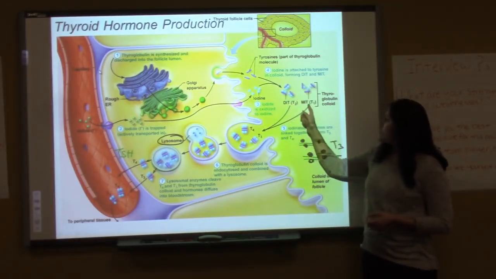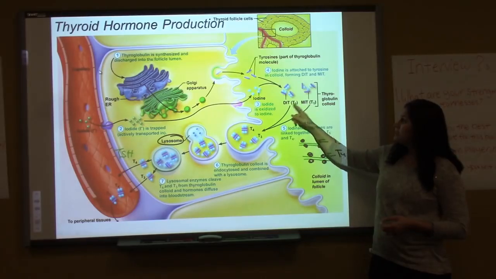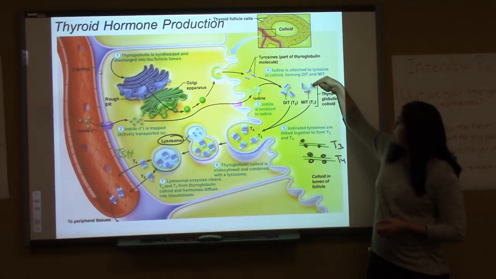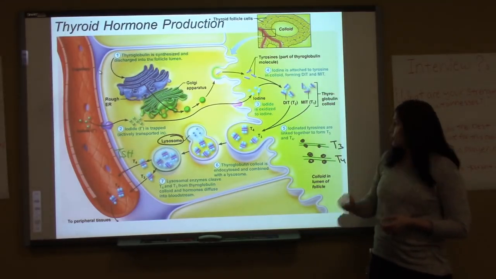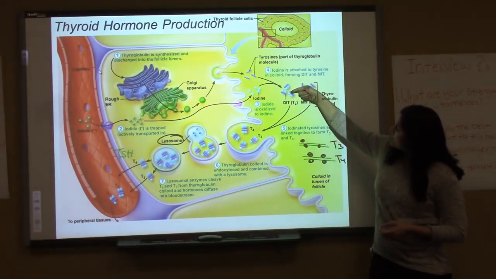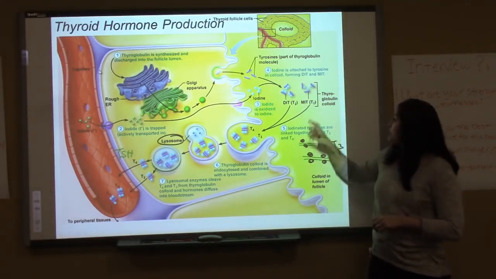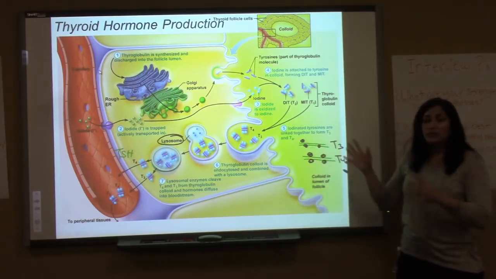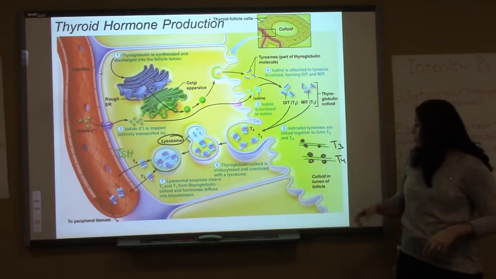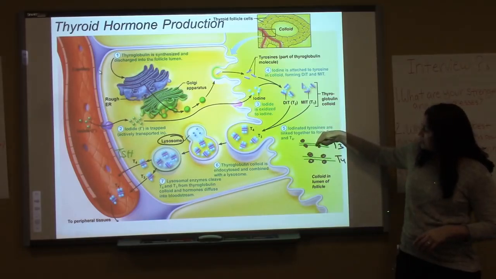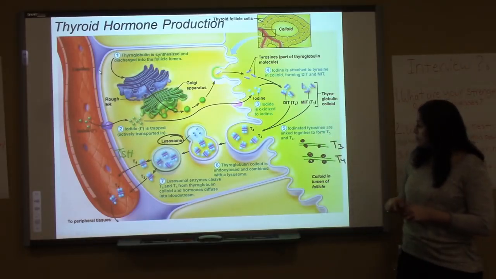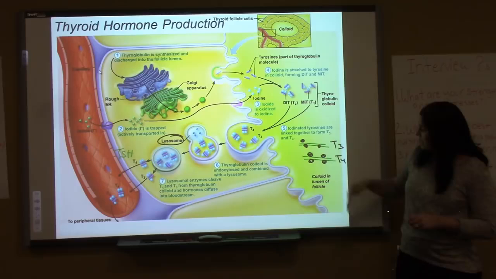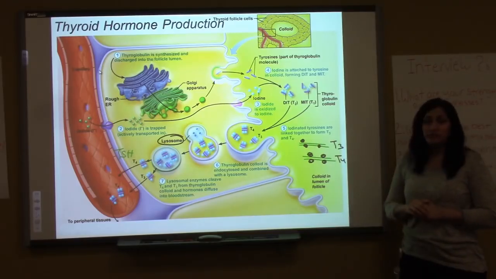They will combine, giving you MIT and DIT. MIT is one protein with 1 iodine molecule. DIT is one protein with 2 iodine molecules. Once you have the DIT and MIT, then basically they combine, giving you T3, T4. So T3 is MIT and a DIT together, giving you T3. T4 is DIT and DIT came together, giving you T4.